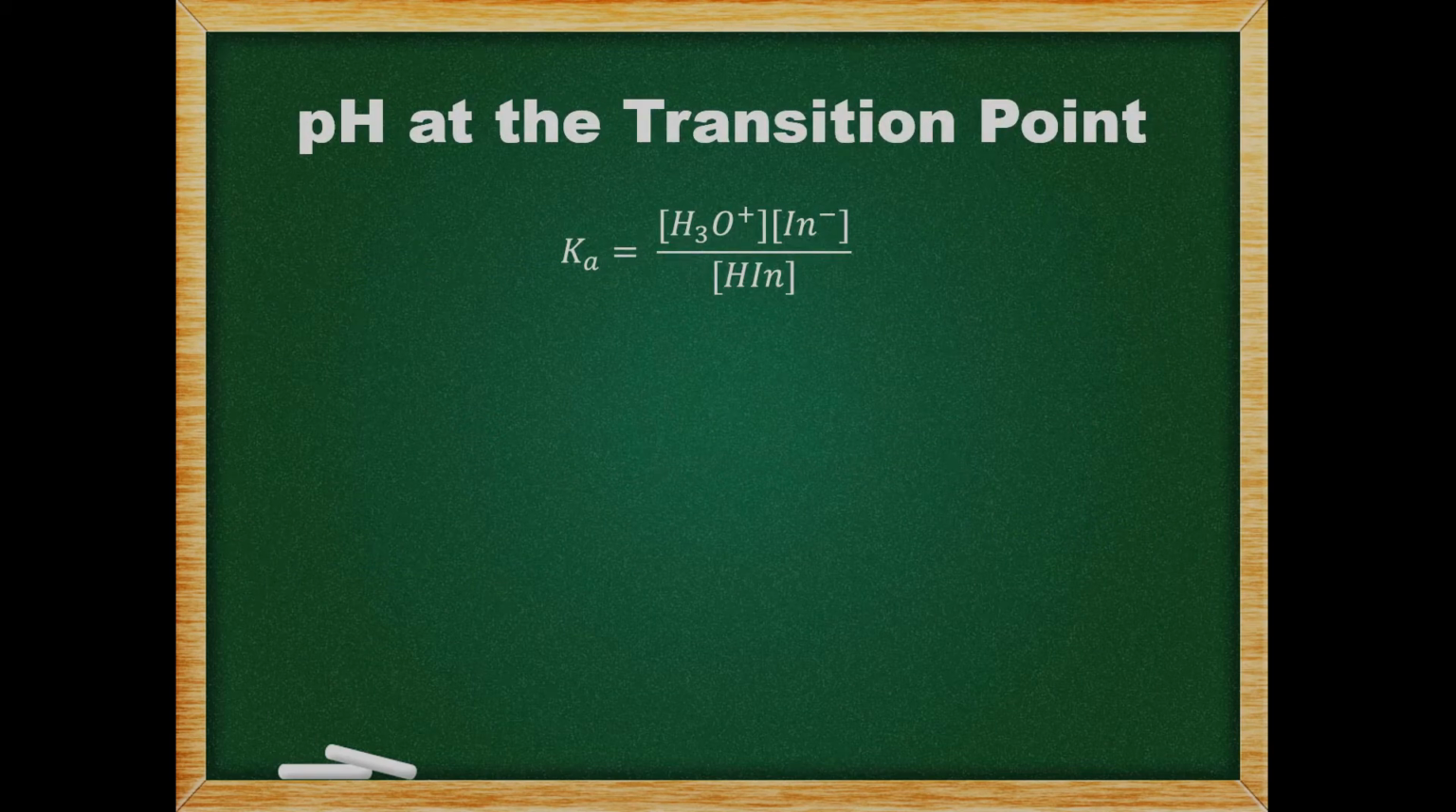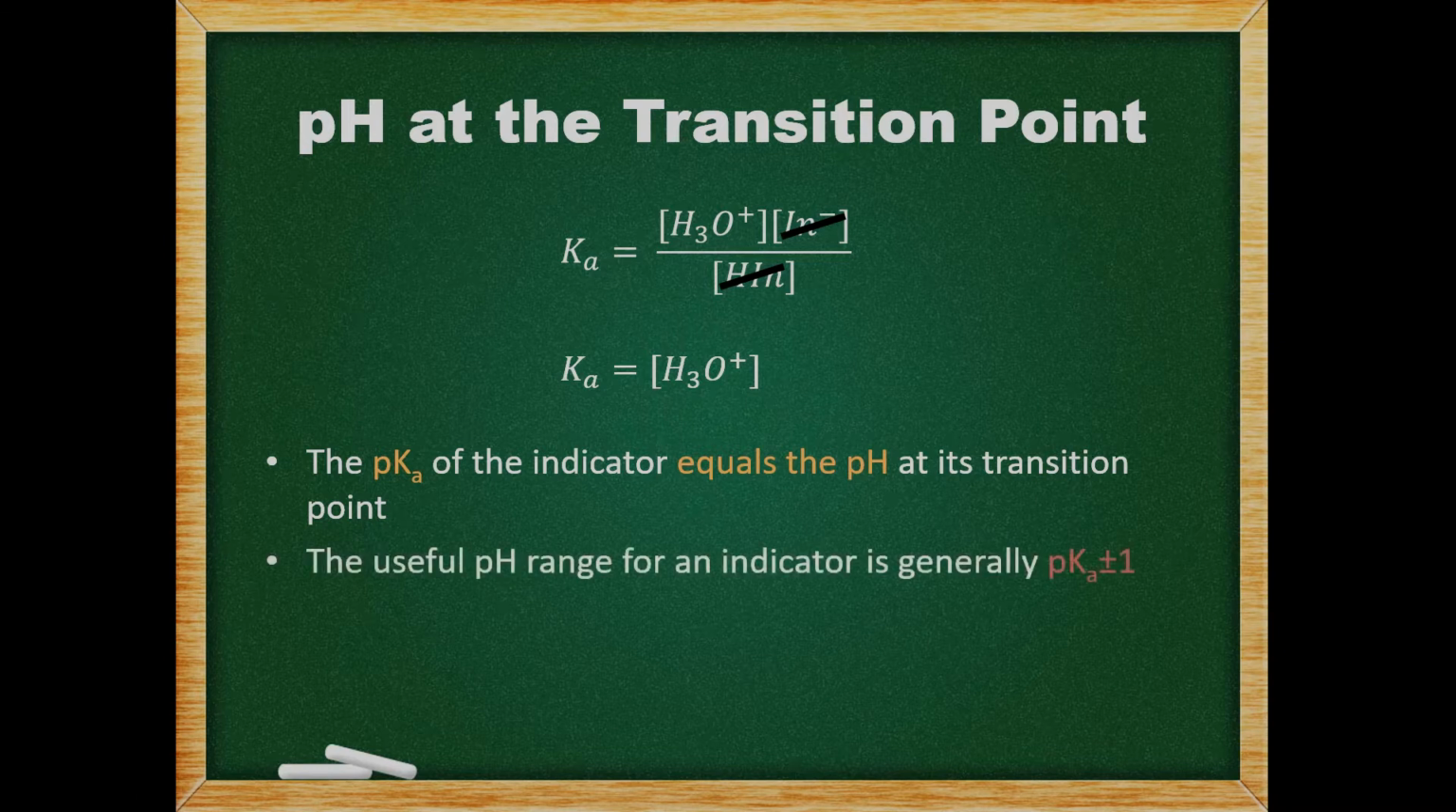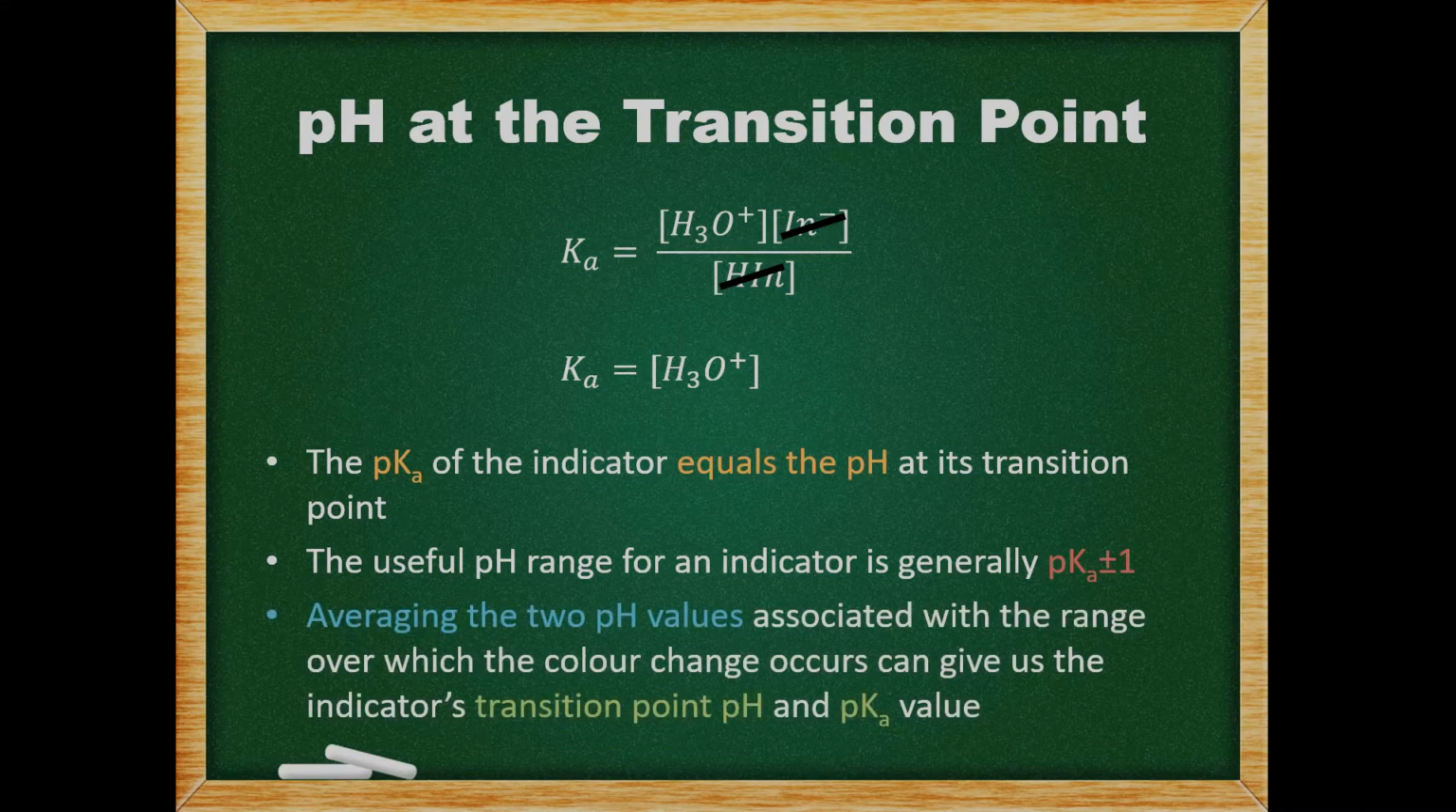At the transition point, there are equal quantities of the acid and base form of the indicator, so the Ka equals the hydronium concentration. This tells us that at the transition point, the pKa of the indicator equals the pH. The useful pH range for an indicator is generally the pKa plus or minus 1, which has to do with the fact that this is the range where we would witness the color change. Averaging the two pH values associated with the range over which the color change occurs can give us the indicator's transition point pH and pKa value.